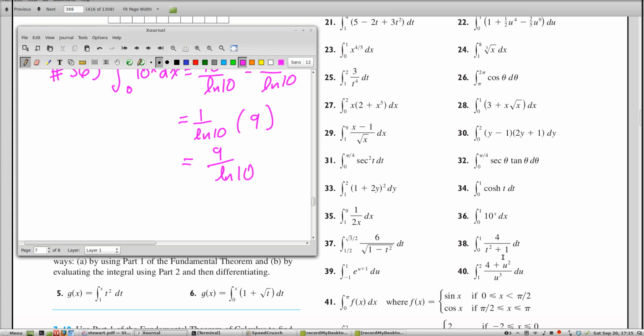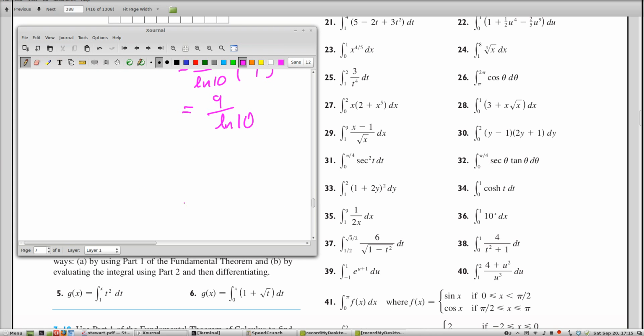All right, so what else? Number 38, this is the derivative of arctan. So the answer to this one is just arctan. What do I mean? I'm just saying that this is one of the basic antiderivatives. So there's not really any work here to do. It's just reading off your sheet or memorization. The antiderivative of this thing is 4 times arctan. So this is 4 times arctan 1, minus 4 times arctan 0.